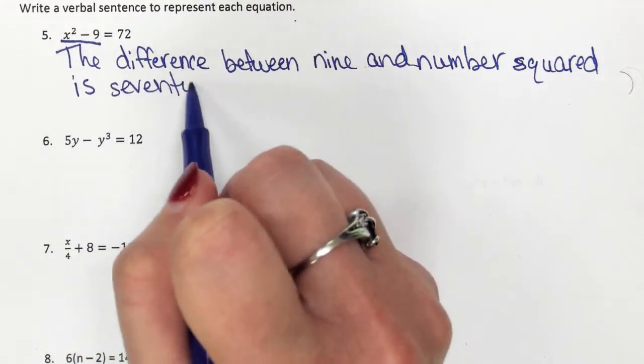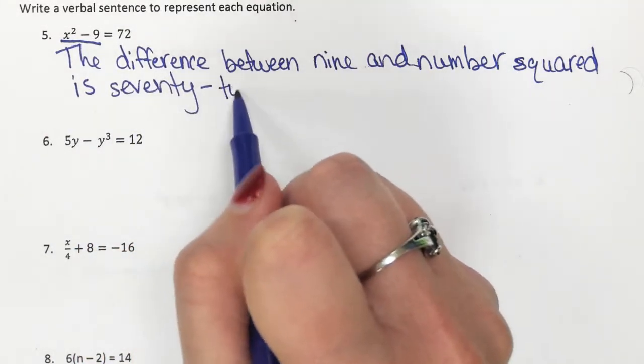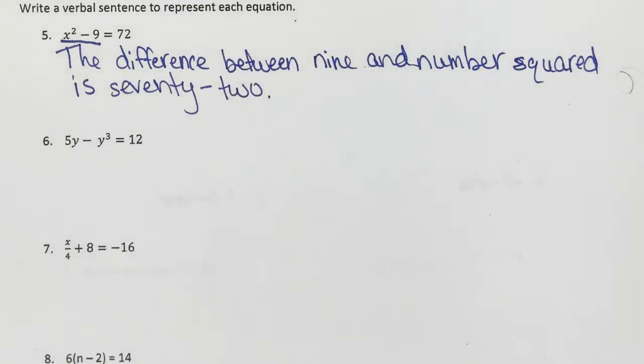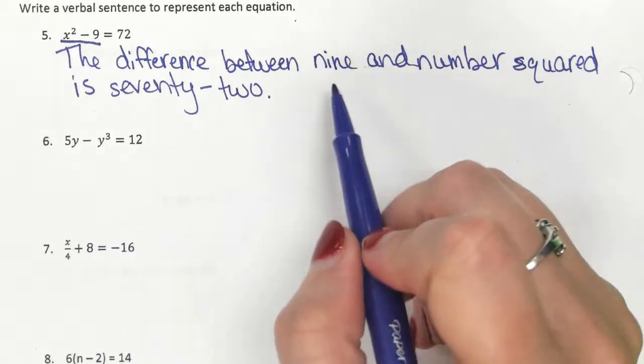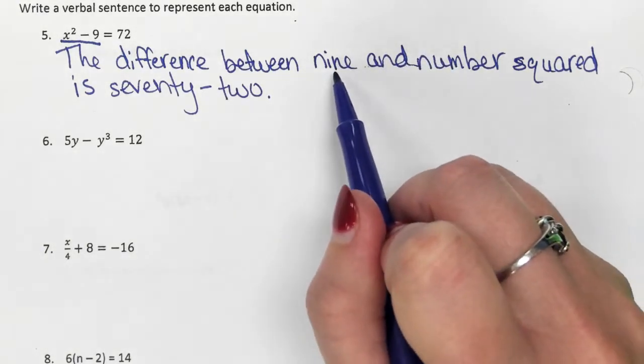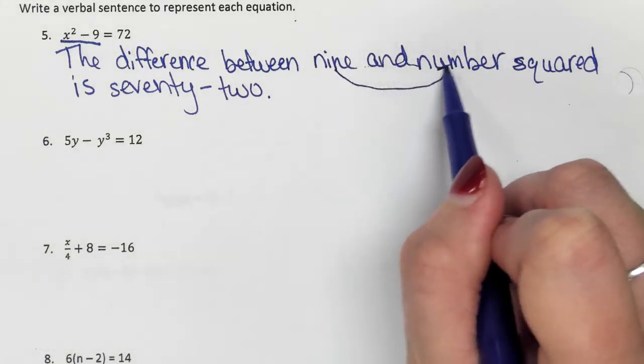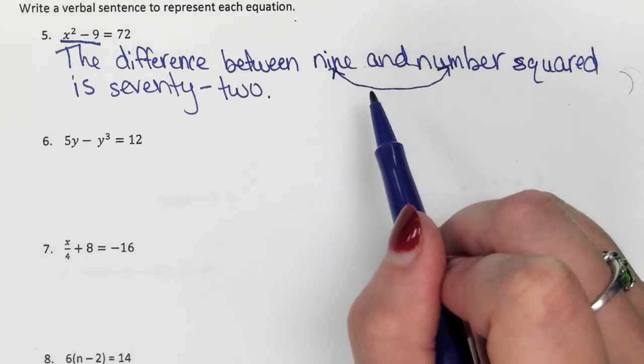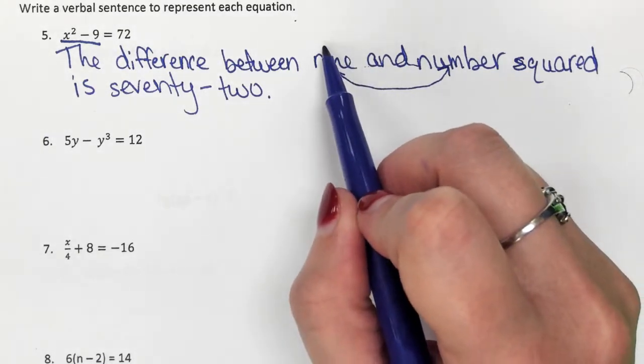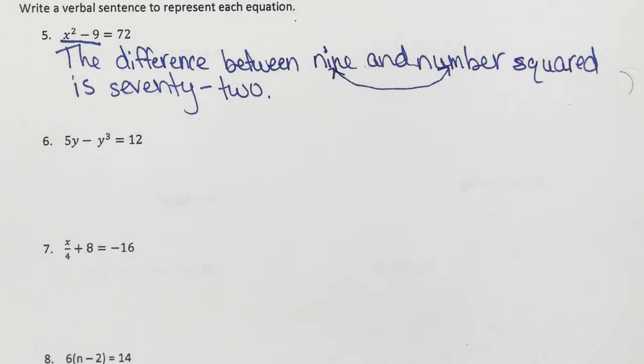Do you have to use my same words? No. Do you have to write the numbers out? Yes, ma'am. It's a verbal sentence. Does it matter what order the difference between 9 and the number squared is, since it's subtraction? No, not on this one. Technically, we probably should have written a number squared and 9 backwards. We probably should have switched those around. But it'll be fine. I won't count off on it. It's not a big deal.